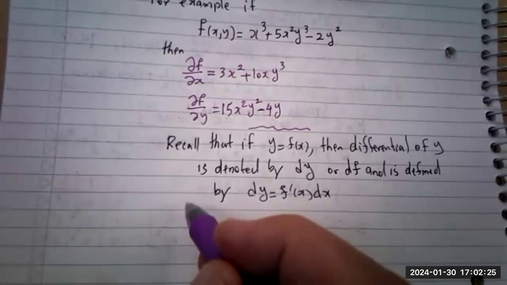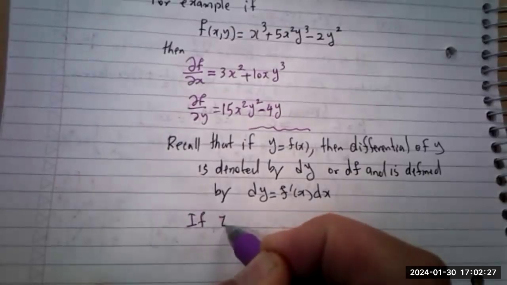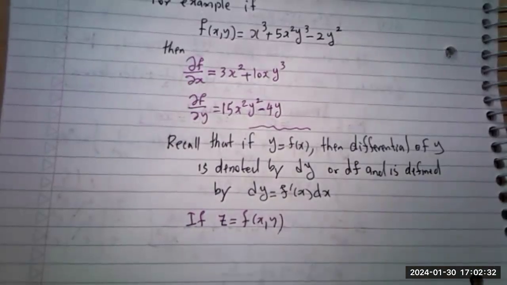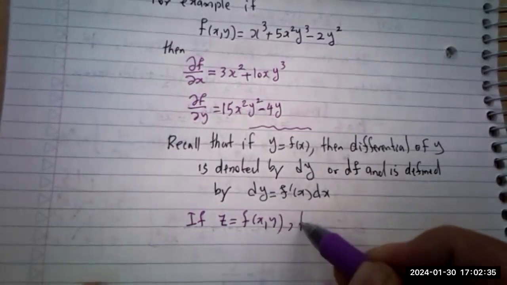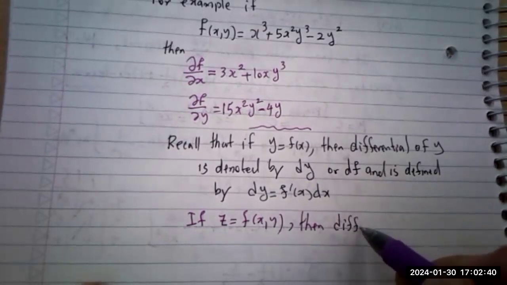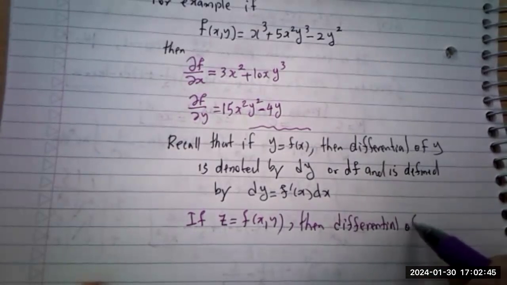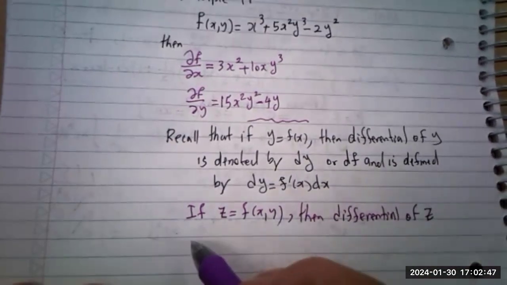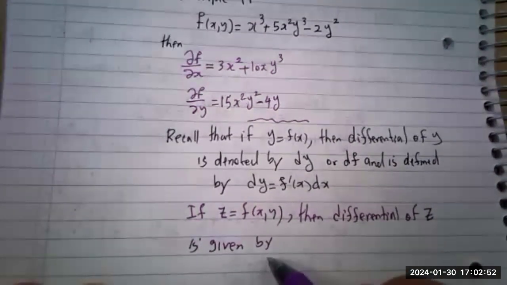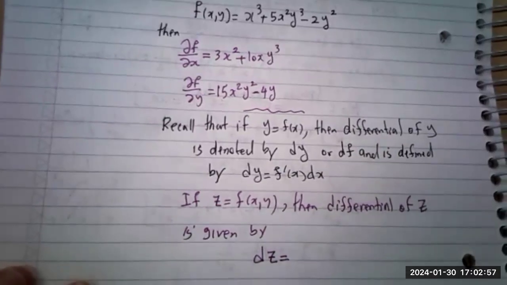But you see, now if z is equal to f of x comma y, now a function of 2 variables, then the differential of z is given by, you see, this is the differential of this. Do as we did over here, it's going to be the derivative times the differential.